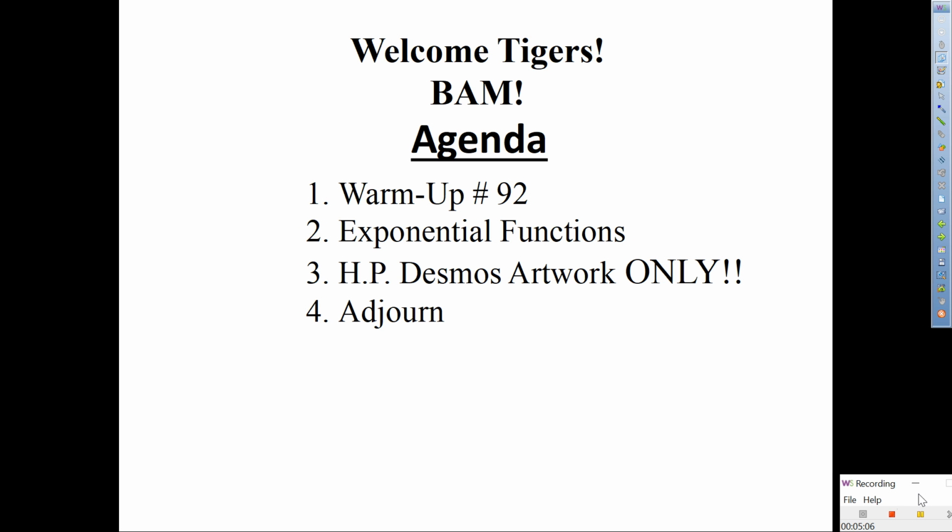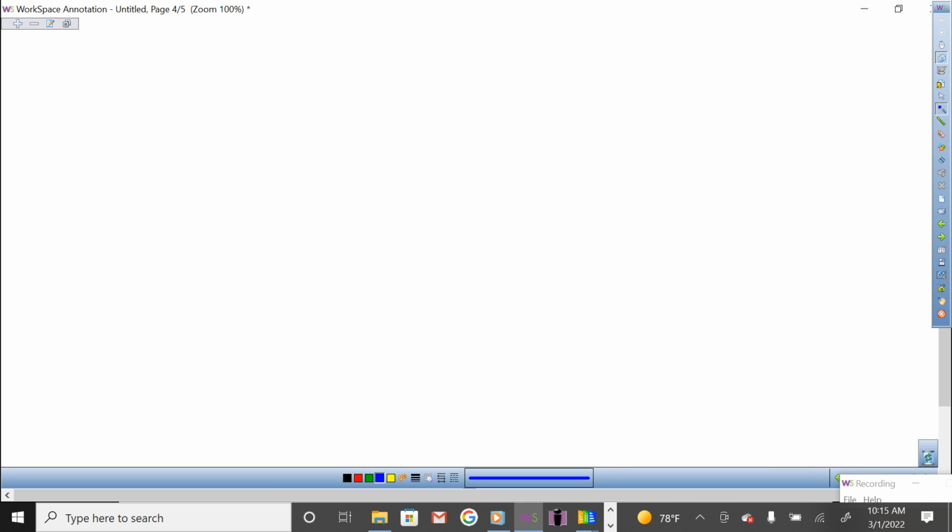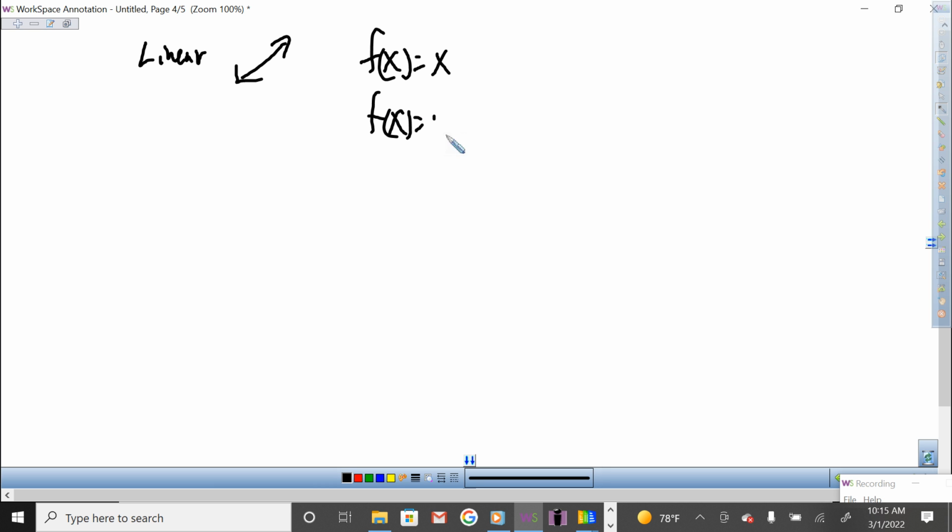Let's do a quick recap as you're turning that in. The different parent functions we covered so far. The first one, I'm going to start you off with linear. Don't copy this. This is just so that we can get all the ideas out. Linear looks like that, and it's f of x equals x. Another one, Pablo. F of x equals x squared, and yes, that's a quadratic, and that's a parabola.